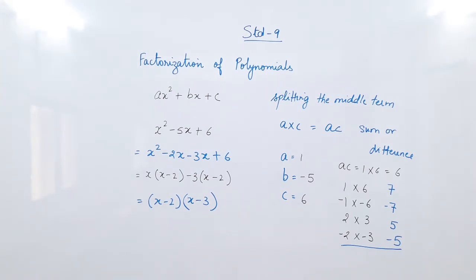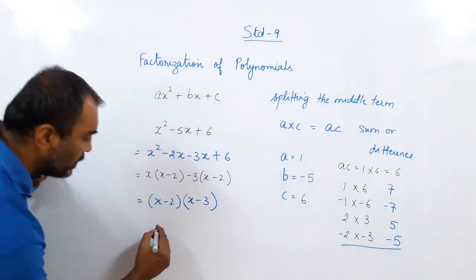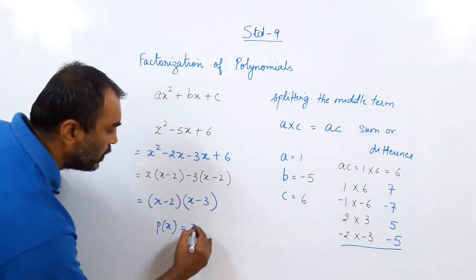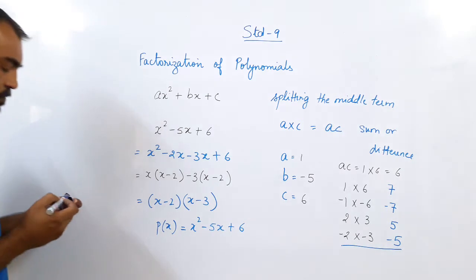Now we go to the verification part. Okay, so this is the method. Now what I am going to do is the verification part. So nothing to do with this method, but just the verification. Our polynomial was p(x) equal to what? x square minus 5x plus 6.